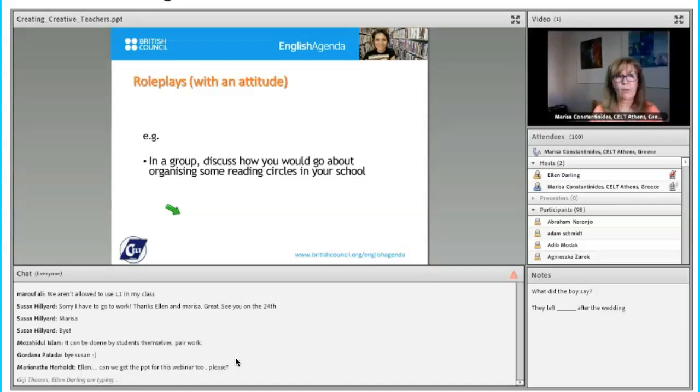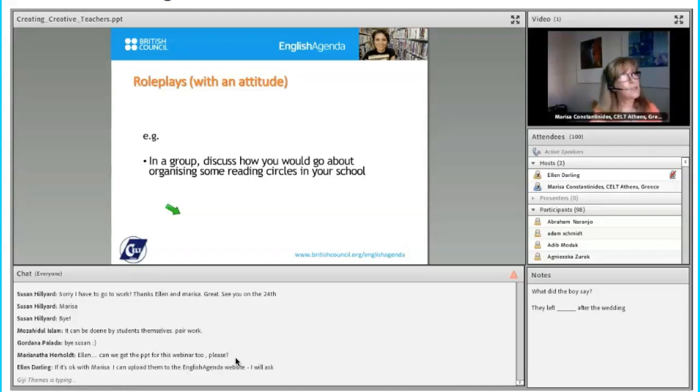So a role play with an attitude would be like, how would you organize a reading circle in your school? Or how would you introduce literary evenings or something like that? And students have to have an attitude. One of them would be the school principal. The other person would be the financial advisor, who is a little bit stingy about money. Another person would be a teacher who is unwilling to put in the extra time.